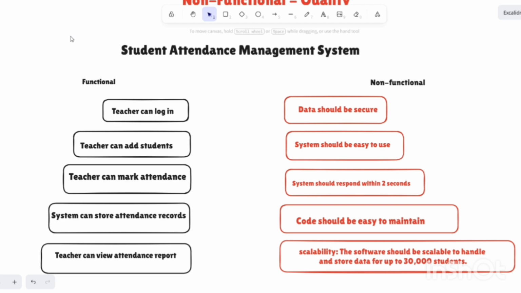Other than this, there are scalability and reliability. If we talk about scalability, then the system must be able to handle and store up to 30,000 records of data. And scalability is not just about storage or numbers. It's about how, as the number of students grows, the system should grow and handle that number without a redesign.